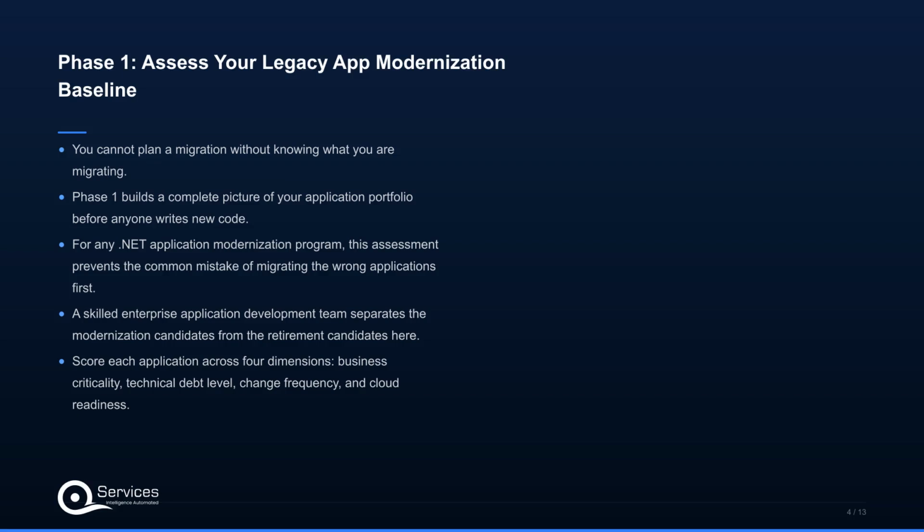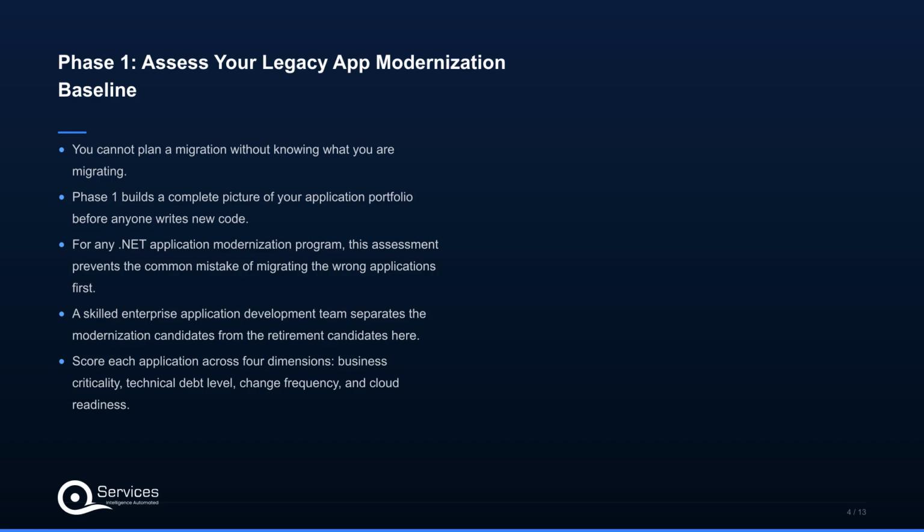Let's talk about Phase 1, assess your legacy app modernization baseline. You cannot plan a migration without knowing what you are migrating. Phase 1 builds a complete picture of your application portfolio before anyone writes new code. For any .NET application modernization program, this assessment prevents the common mistake of migrating the wrong applications first. A skilled enterprise application development team separates the modernization candidates from the retirement candidates here.